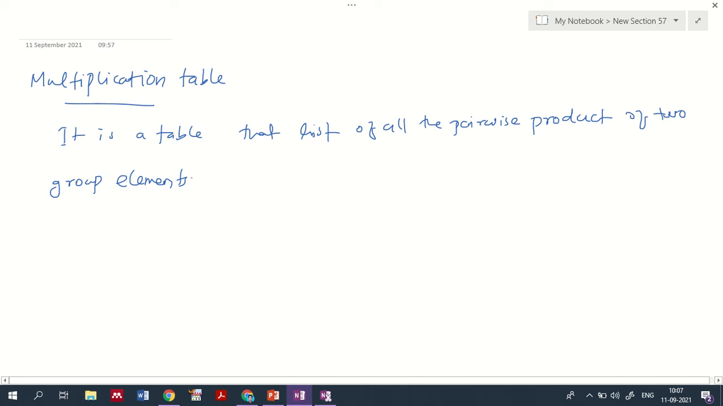In a multiplication table, we label the rows and columns of a square array according to the elements of the group, and the product AB of two elements A and B is found at the intersection of row A and column B.